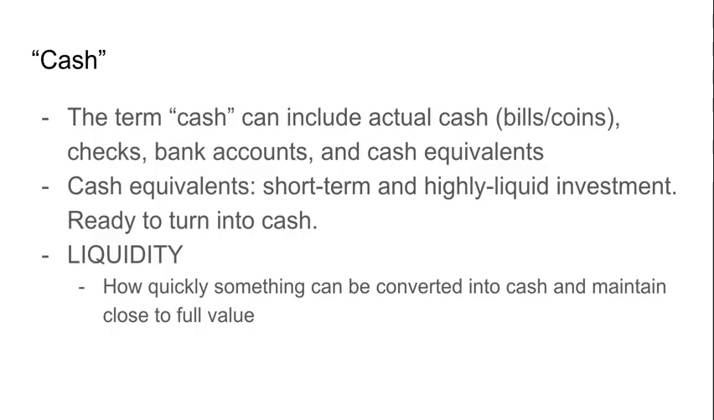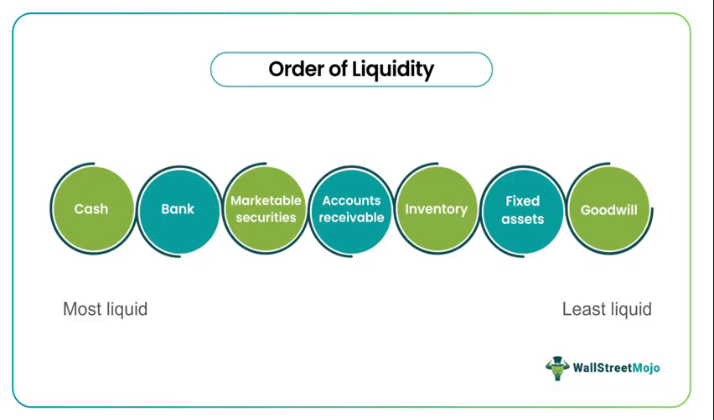So cash equivalents are things that are, quote, cash-like, meaning the value of what you have in that asset can be reasonably estimated and easily turned into cash if needed. And how quickly something can be converted into cash and maintain its full value is liquidity. So something that is highly liquid means that it's more easily turned into cash while retaining its value.